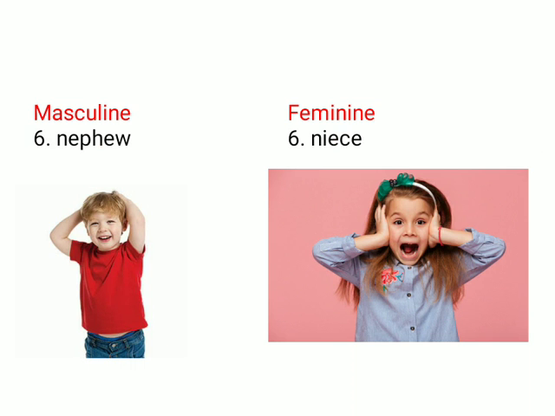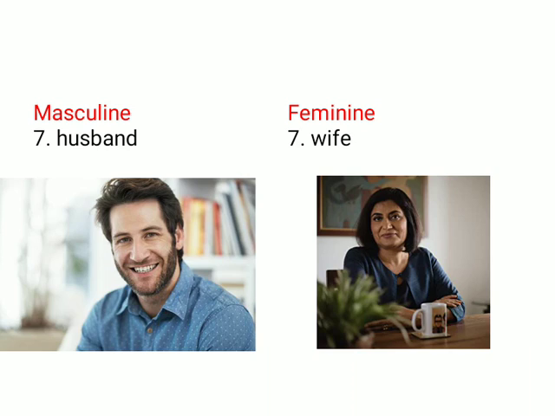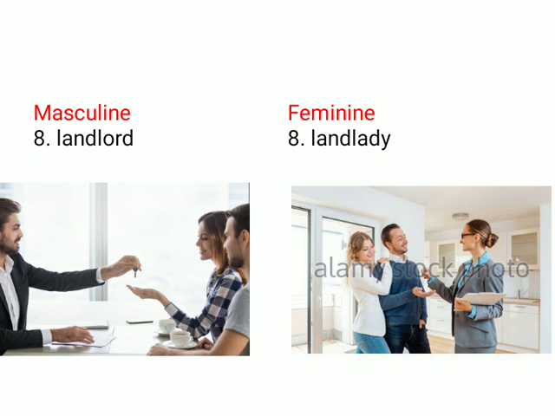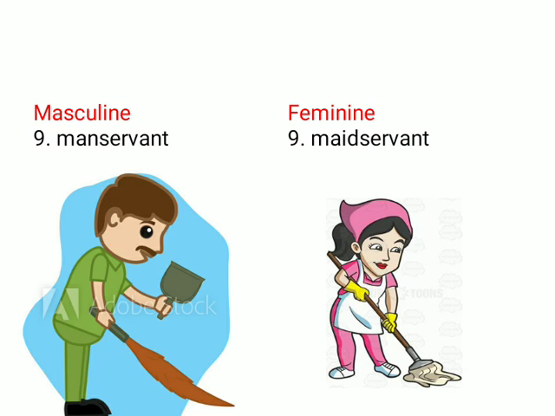Next, nephew. What is the feminine gender of nephew is niece. Next, husband. What is the feminine gender of the husband is wife. Next, landlord. What is the feminine gender of landlord is landlady. Next, man servant. What is the feminine gender of the man servant is maid servant.